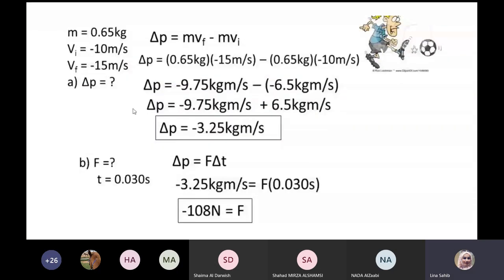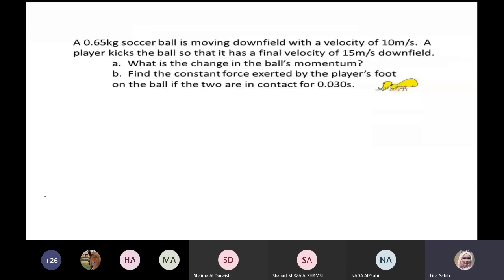Again, a 0.65 kilogram. This is what? Because it's measured with kilogram, it's a mass. Soccer ball. So this is a ball, okay? It's moving downfield. When I say downfield for velocity, is it positive or negative? Negative. Bravo. Like south. Okay.